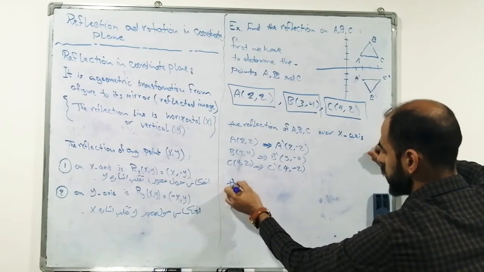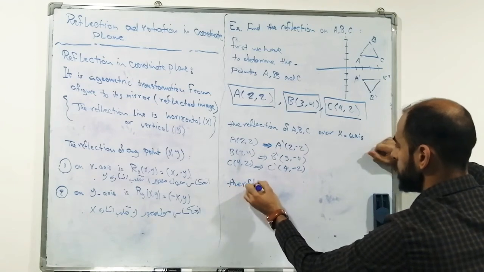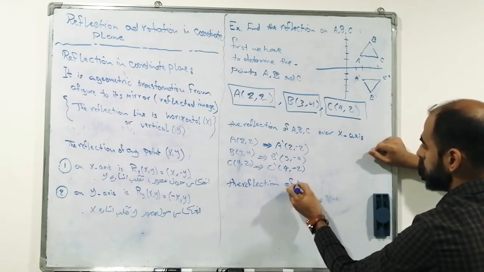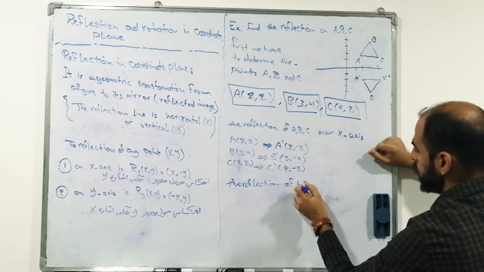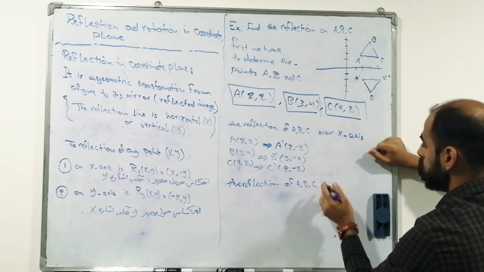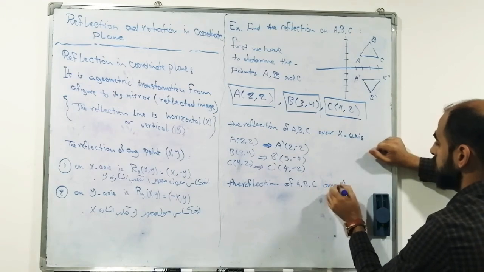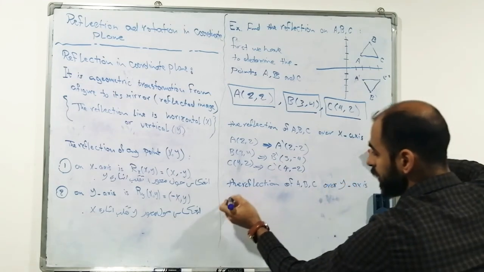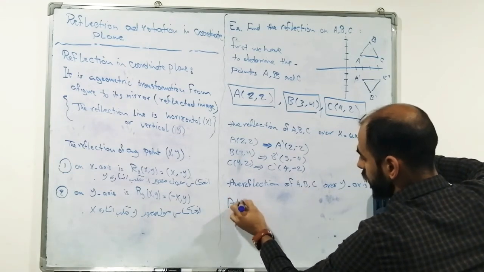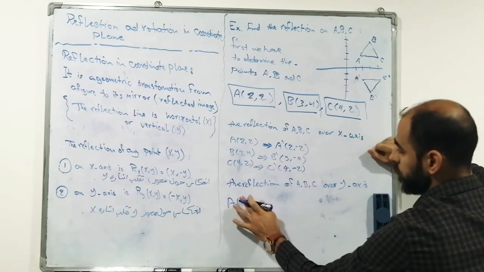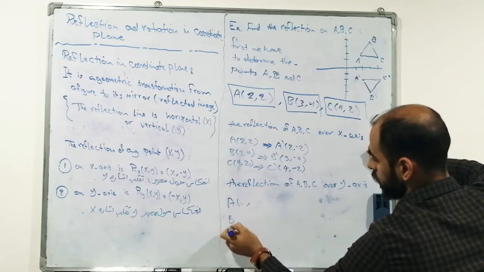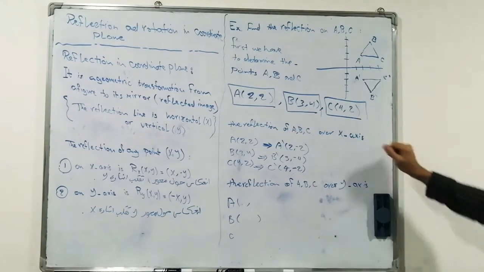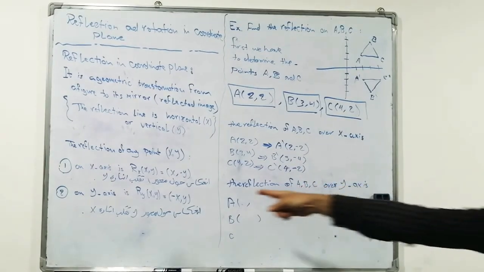Now the reflection of the points A, B, C over y axis. Over y axis, that means we have to find the reflection points of A and B and C over y axis by using the rule of reflection over y.